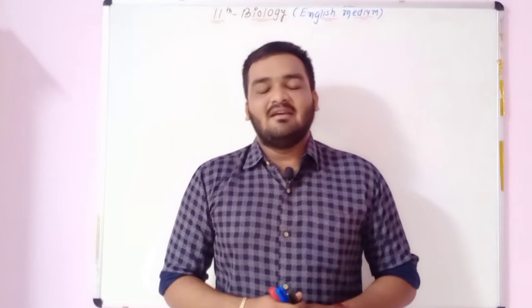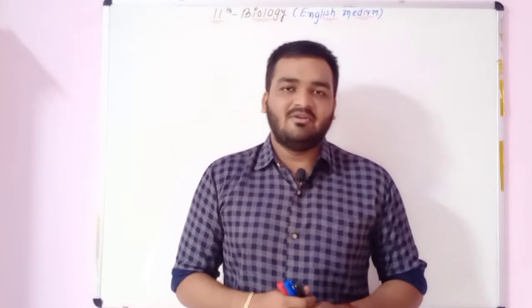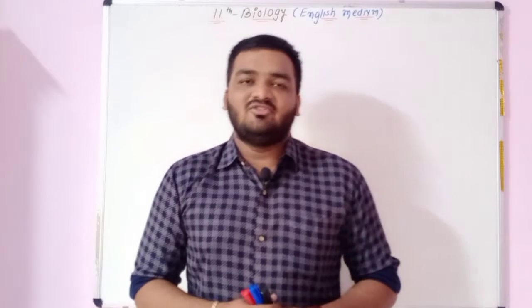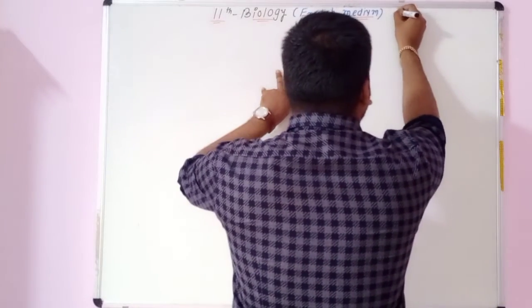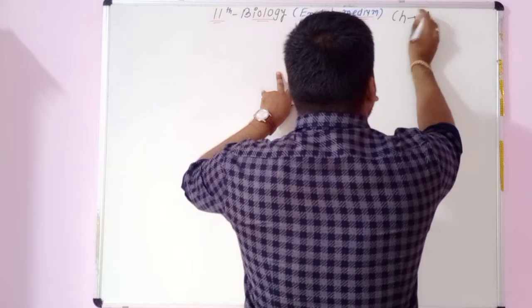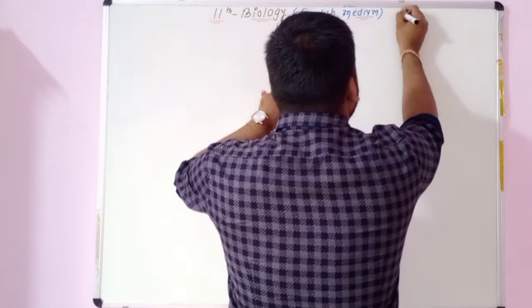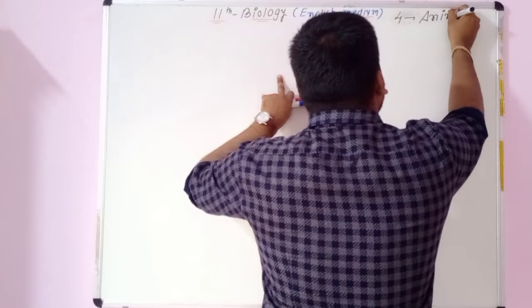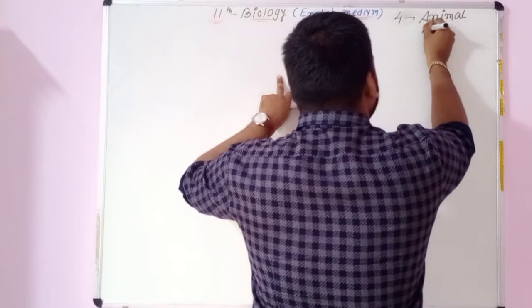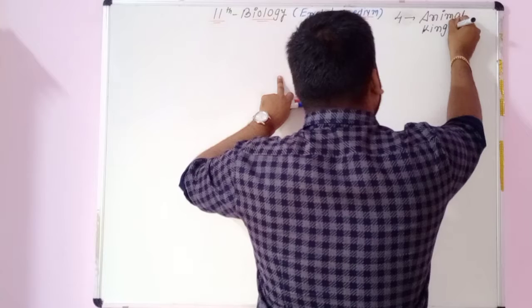We are learning 11th Science Biology English medium and we are talking about chapter number 4. And you know that the title of chapter number 4 is what? The title of chapter number 4 is about the animal kingdom.